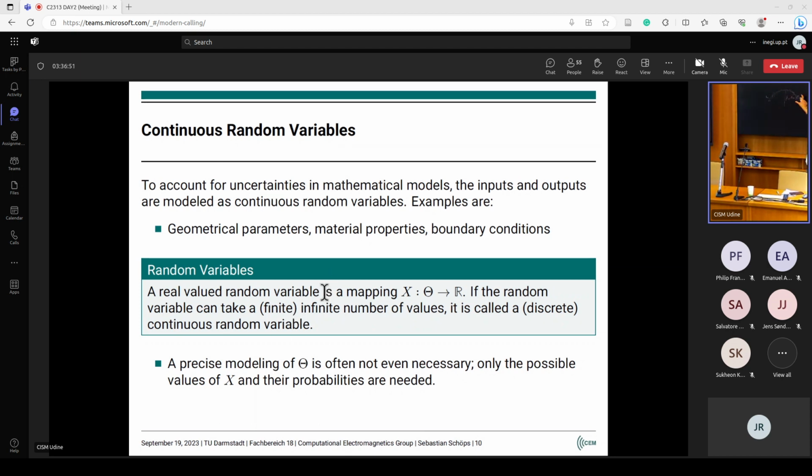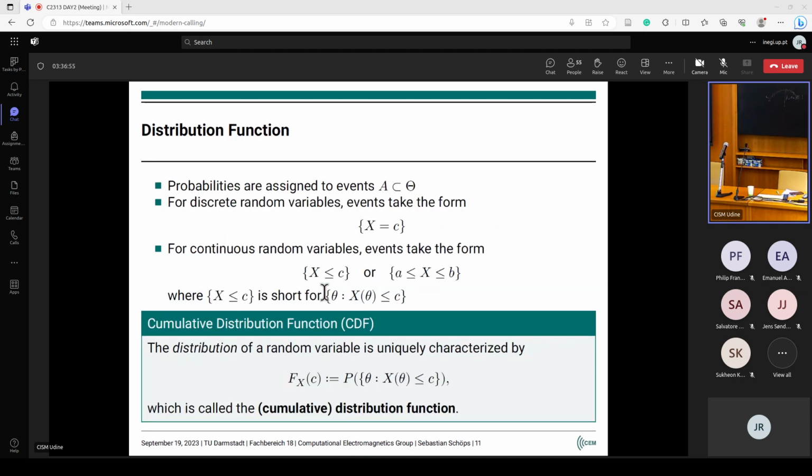We are looking at spatially distributed real number kind of situations. So then these probabilities are assigned to events. And in the discrete case, we typically have this case, right? The random variable is either 1, 2, or 3, so it equals a constant. But for continuous random variables, this notion does not make sense. So there you have notions like this: x shall be smaller or equal than c, x shall be bigger than c, or x shall be between a and b. And that essentially means that you have all the events between those 2 bounds.